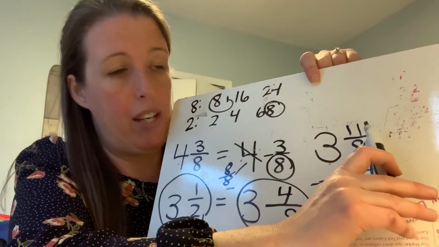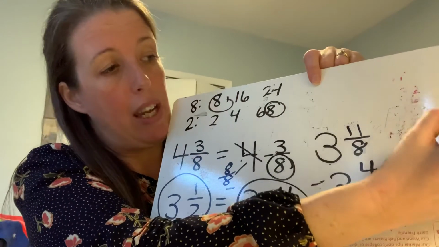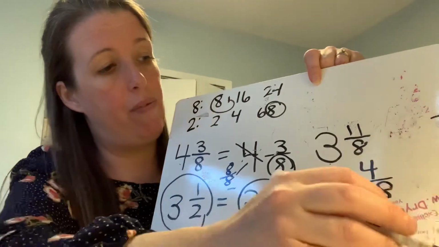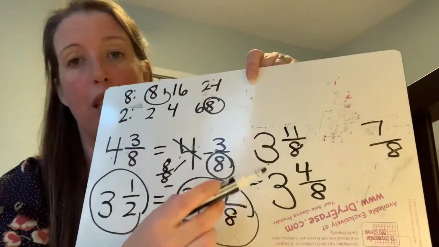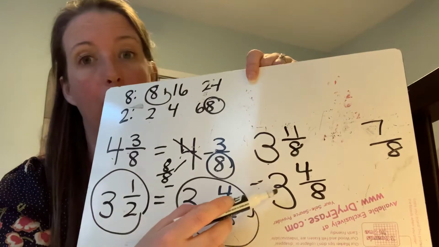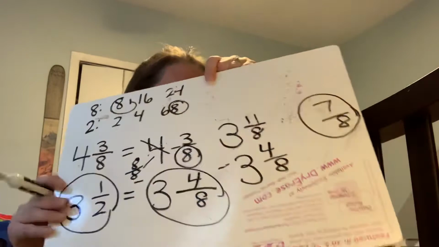So 11/8 take away 4/8 is 7/8. And then I have 3 wholes. If I take away 3 wholes, I don't have any wholes. So my answer stands at just 7/8.